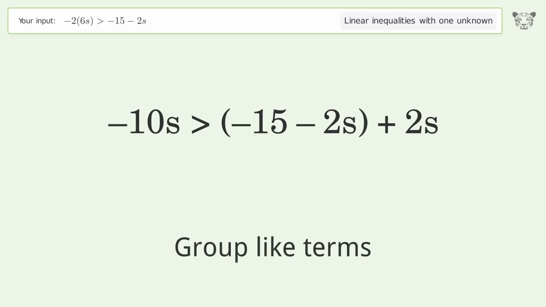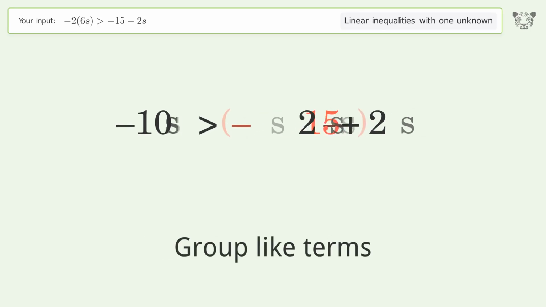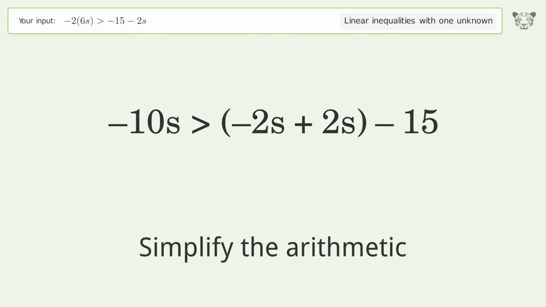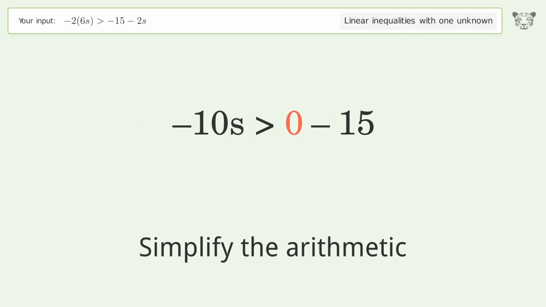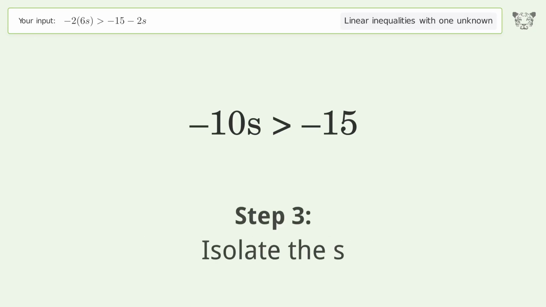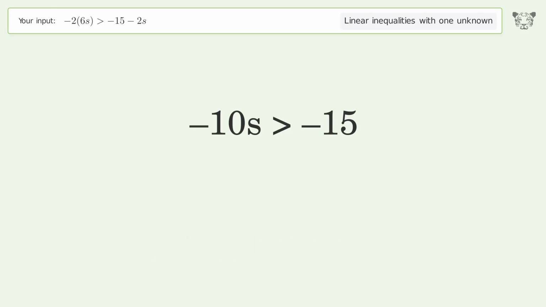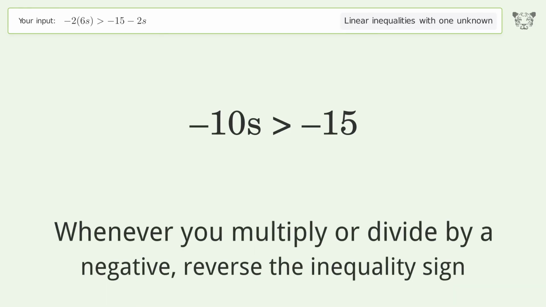Group like terms. Simplify the arithmetic. Isolate the s. Divide both sides by -10. Whenever you multiply or divide by a negative, reverse the inequality sign.